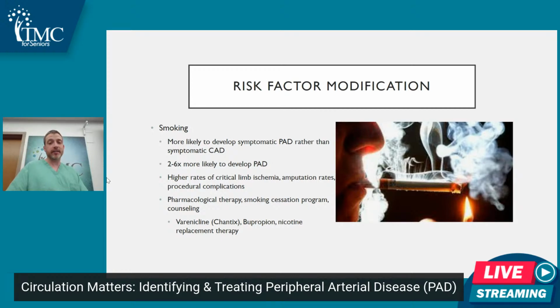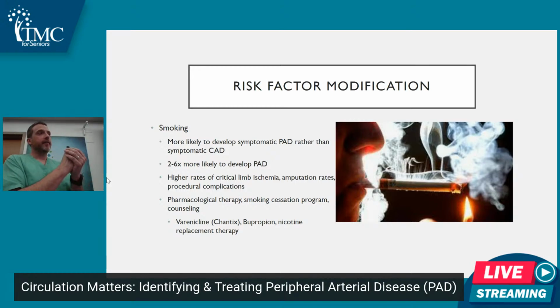There are also higher rates of the more severe advanced forms, that critical limb ischemia that we talked about. And if you have more of those advanced forms, then there's a higher chance that you develop amputations. Or if we do an intervention on you, the long-term results of those interventions become shorter and shorter. Really, every time I see a patient who is smoking, it's the biggest thing I try to encourage them on.